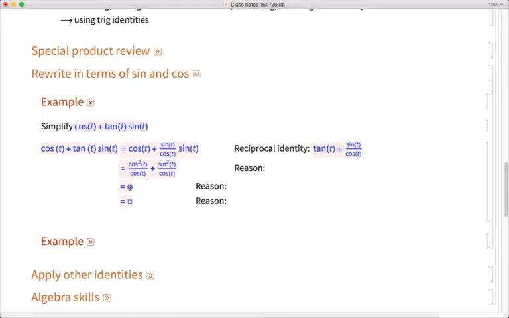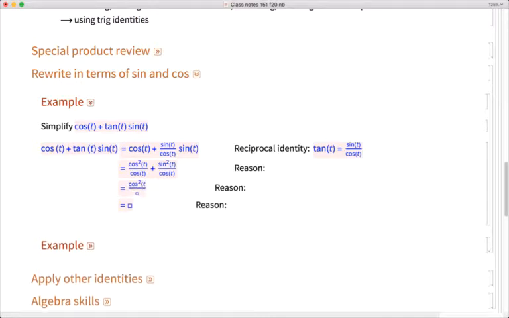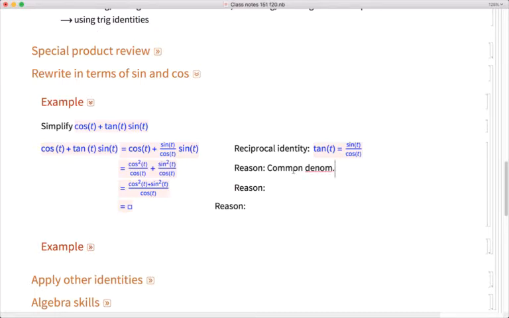And we put these together in a common denominator. The denominators are equal, so now we can combine the numerator. And this is all over cosine t. So we probably could have done that in one step. So this is common denominator. Common denom here too.